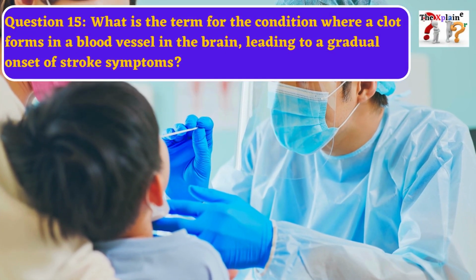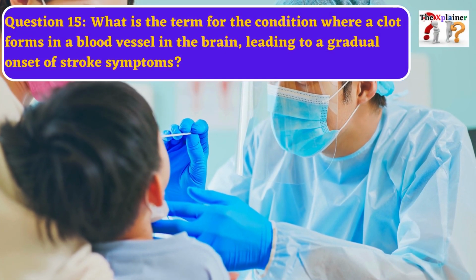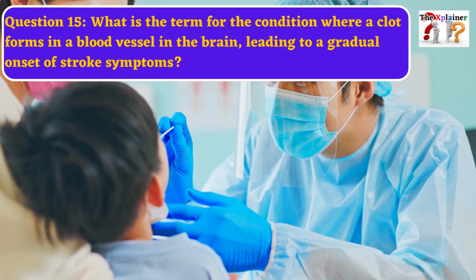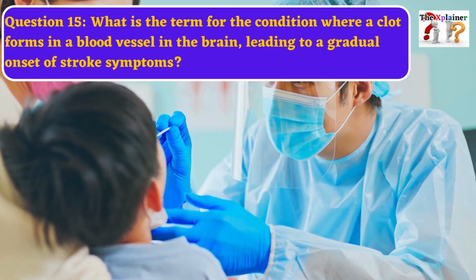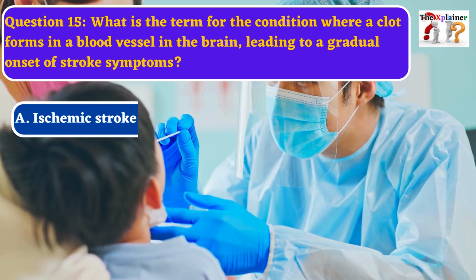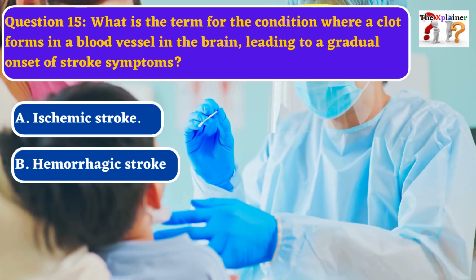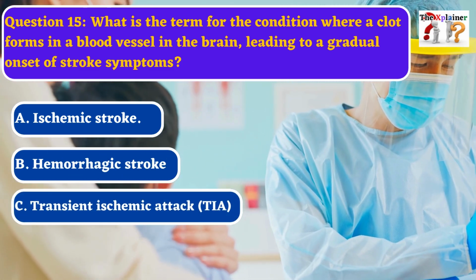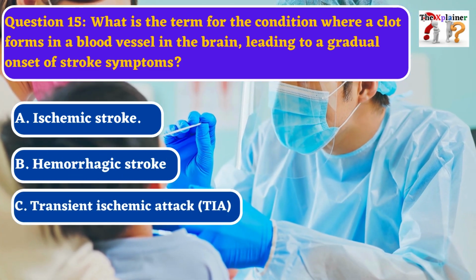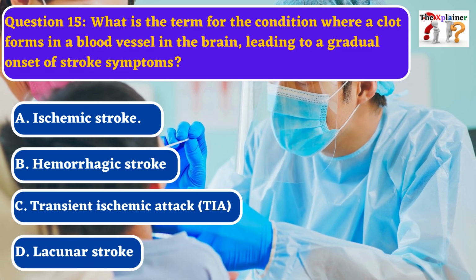Question 15. What is the term for the condition where a clot forms in a blood vessel in the brain, leading to a gradual onset of stroke symptoms? Is it A. Ischemic stroke, B. Hemorrhagic stroke, C. Transient ischemic attack, TIA, D. Lacunar stroke?